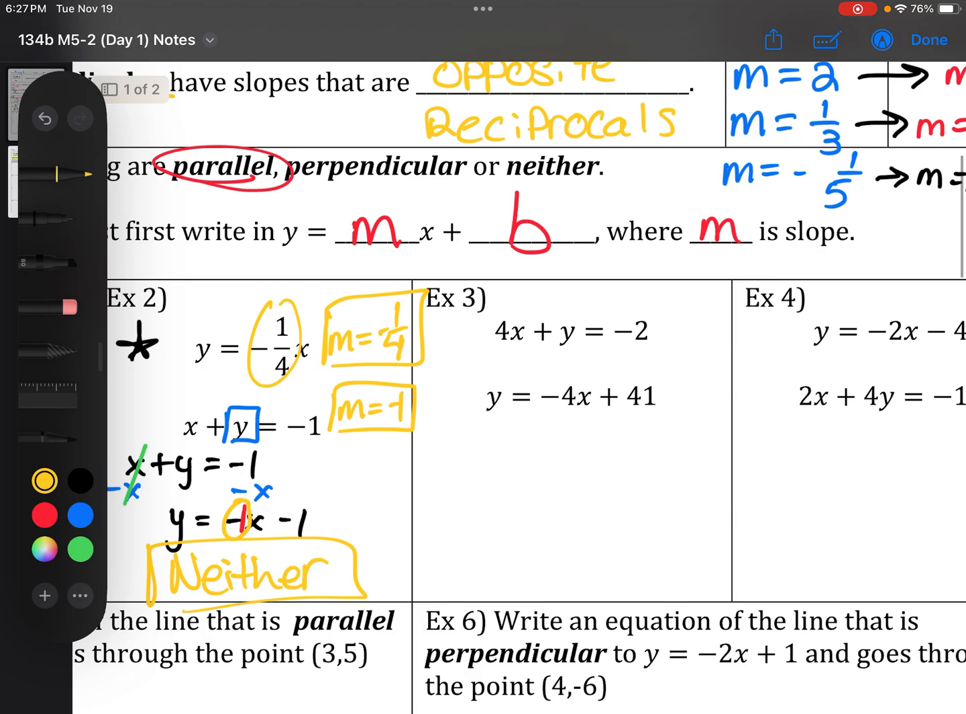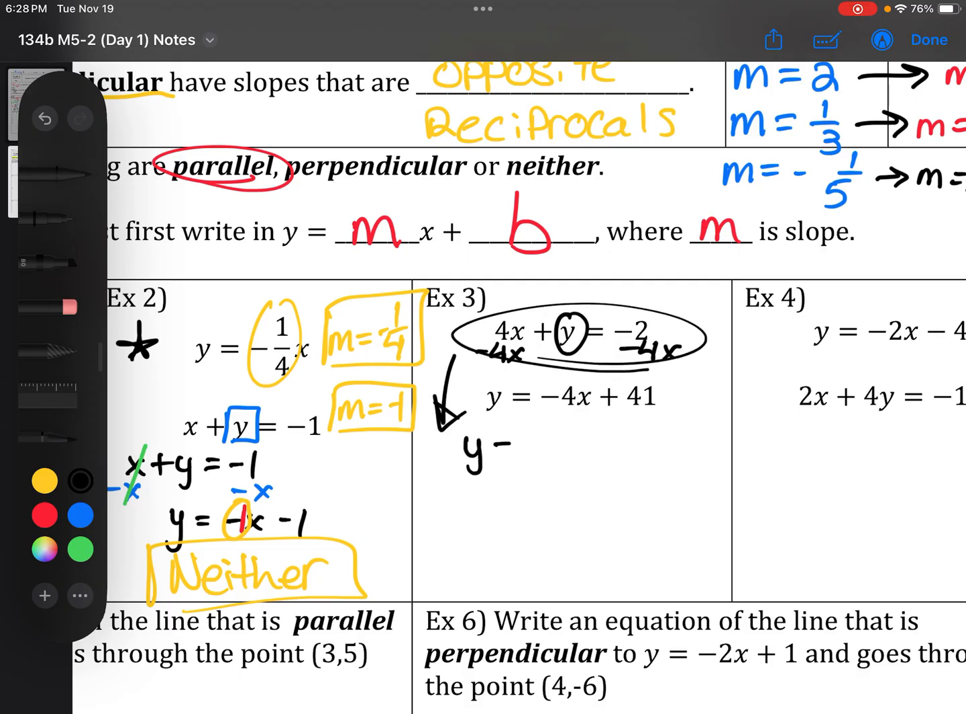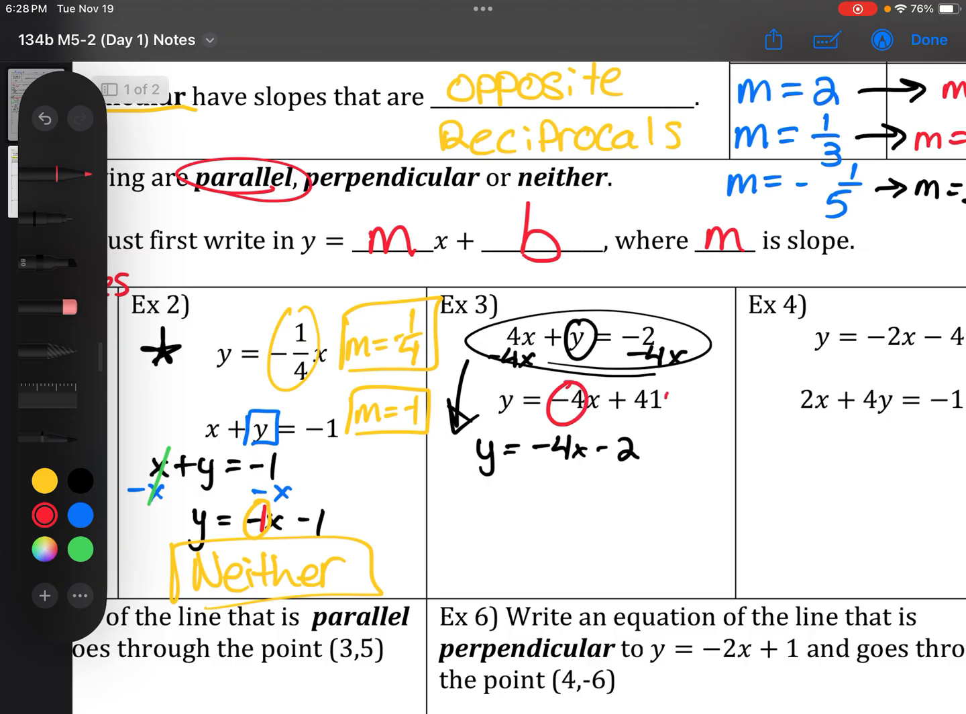All right, example 3. We need to make sure we're solved for y. So we can see the first one is not solved for y. So what we need to do is solve it. So I'm going to subtract the 4x from both sides. That first equation is going to become y equals negative 4x minus 2. Now we're going to compare the slopes. The slope of this line is negative 4. And the slope of this line is also negative 4. We know if two lines or two equations have the same slope, then they are parallel lines.